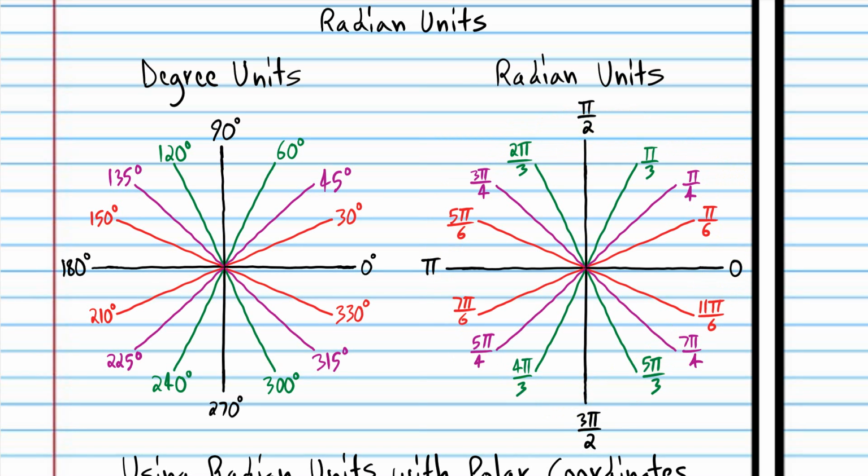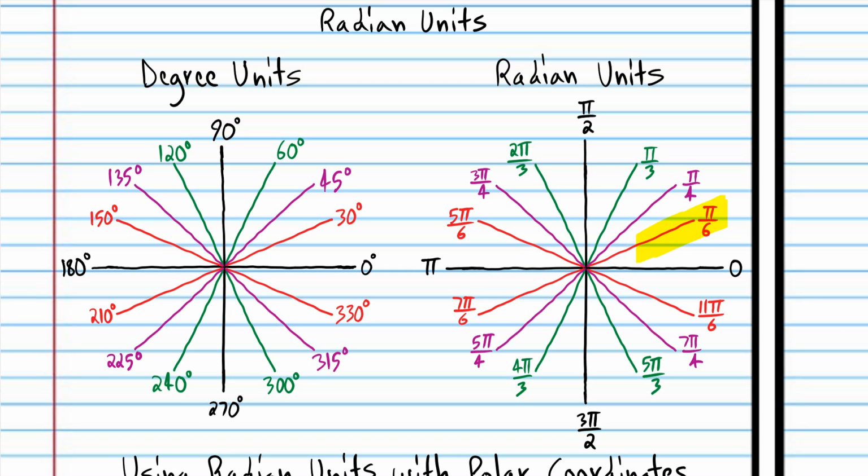If you can remember that pi is 180 degrees, well then obviously pi divided by 6 would be 30 degrees, because 180 divided by 6 is 30 degrees. 180 divided by 4 is 45 degrees. And 180 divided by 3 is 60 degrees. So again, pi represents 180. Divide by 6, you get 30 degrees. Divide by 4, you get 45 degrees. Divide by 3, you get 60 degrees.